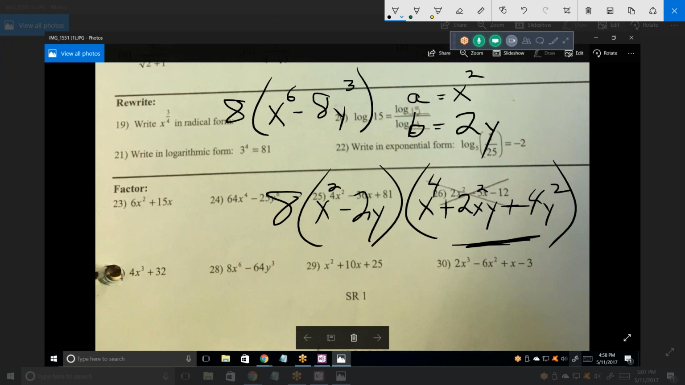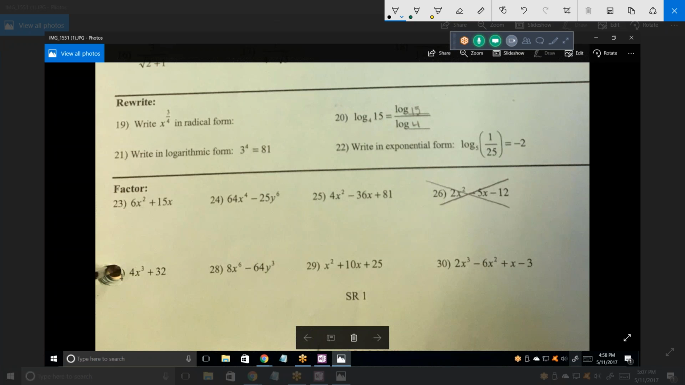All right. 29. I presume the ones crossed out are ones you don't need to do, huh? Yeah. Okay. Well, 29 is pretty straightforward. Take out the x. Okay. Do it step by step.